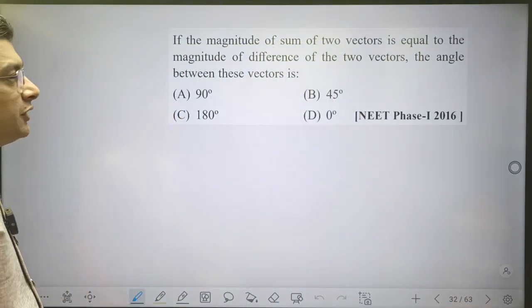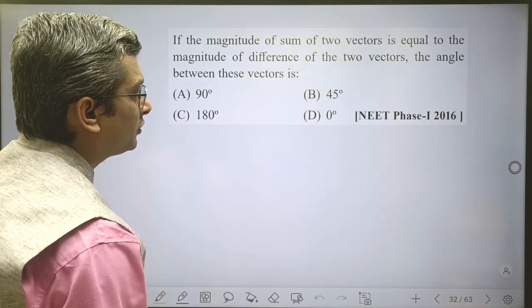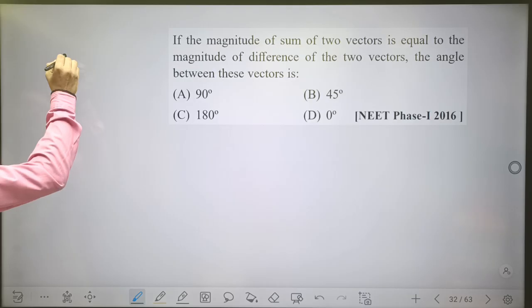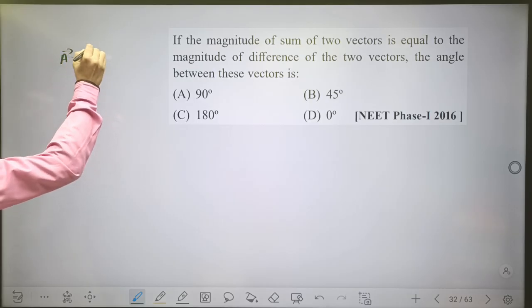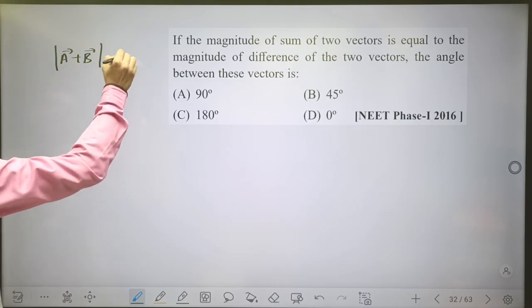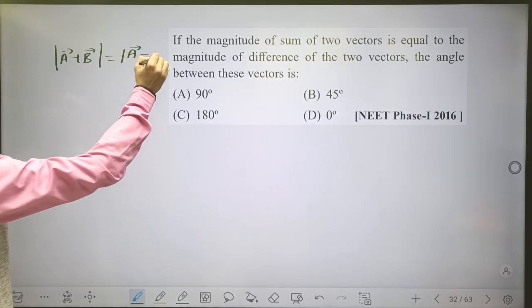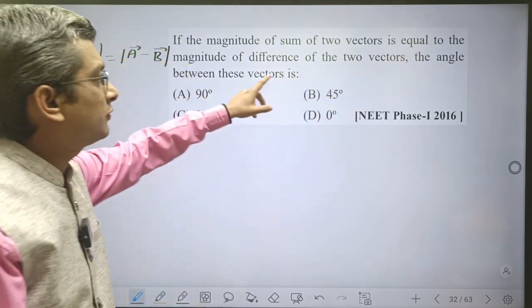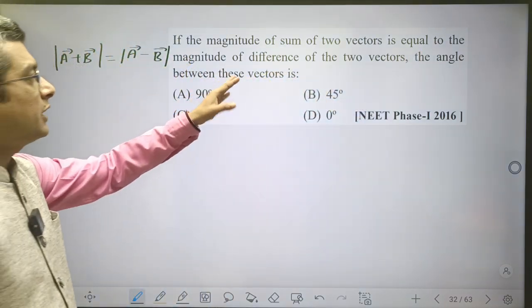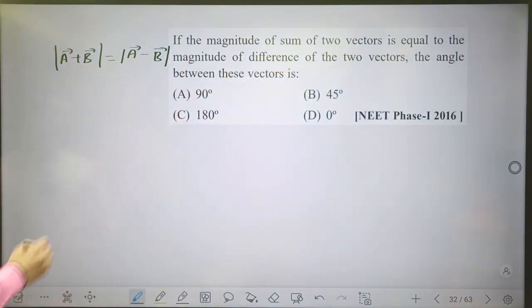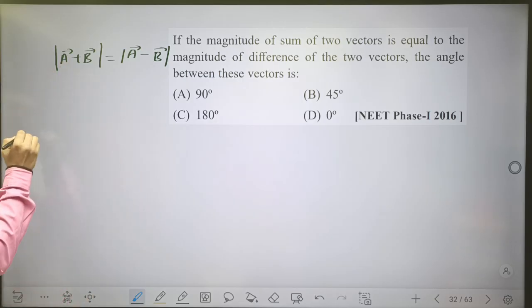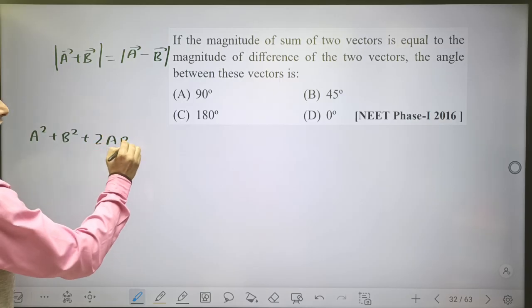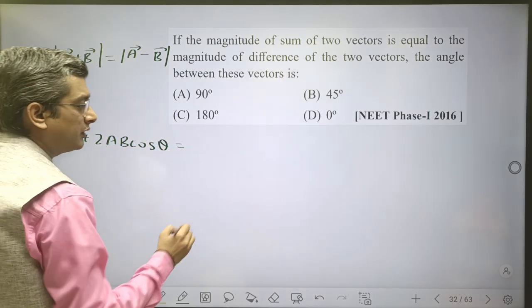Next, if the magnitude of the sum of two vectors is equal to the magnitude of the difference of two vectors. Dear students, what is given is that suppose there are two vectors a and b. So the magnitude of the addition is given in this way. Sum of two vectors magnitude is equal to difference of the two vectors magnitude. We have to find the angle between these two vectors. So the formula for this is a square plus b square plus 2ab cos theta, where theta is the angle between vector a and b.